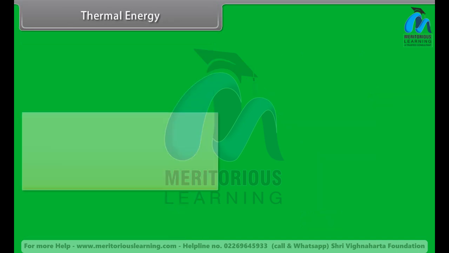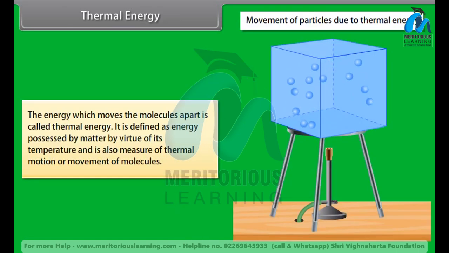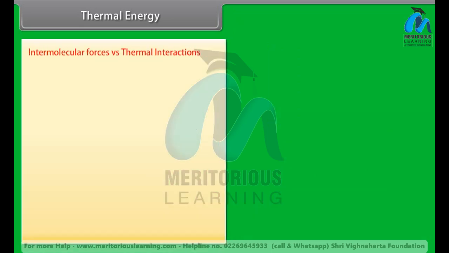Thermal energy. The energy which moves the molecules apart is called thermal energy. It is defined as the energy possessed by matter by virtue of its temperature and is also a measure of thermal motion or movement of molecules. Intermolecular forces versus thermal interactions.